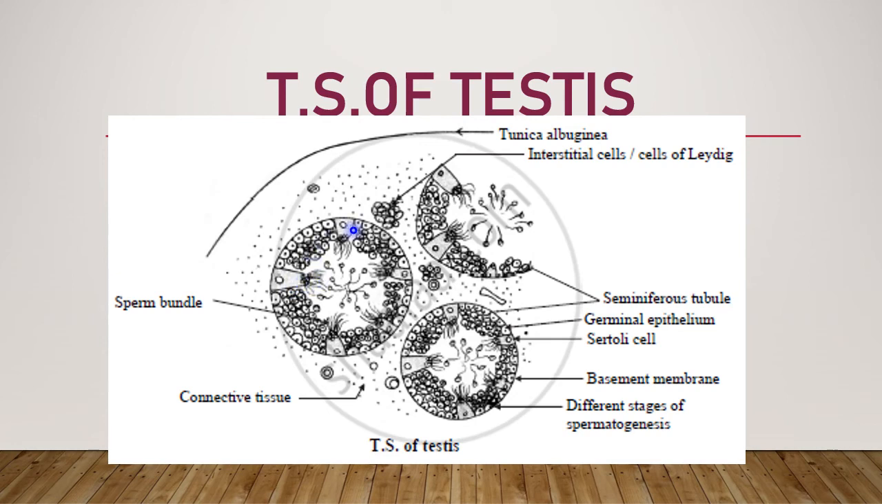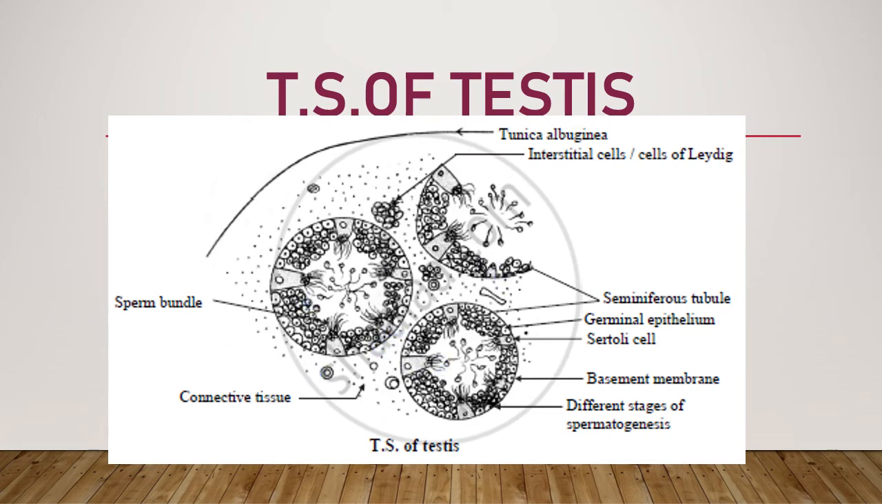One more point: if you can see over here, the cells present on the outer layer are the germ cells, which undergo the different stages of spermatogenesis and give rise to sperms. So these are the sperms inside, and the heads of the sperms are linked with these pyramidal cells, which we call Sertoli cells, and these are the tail portions.